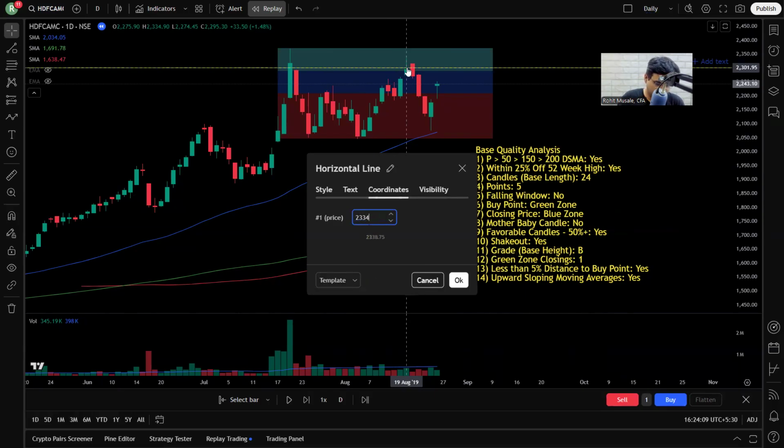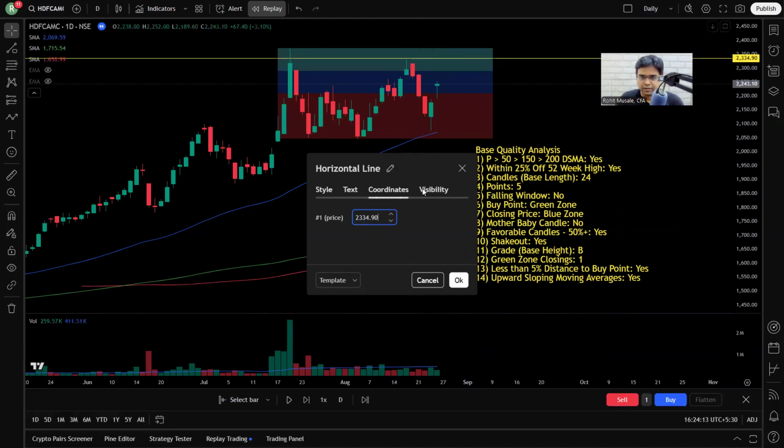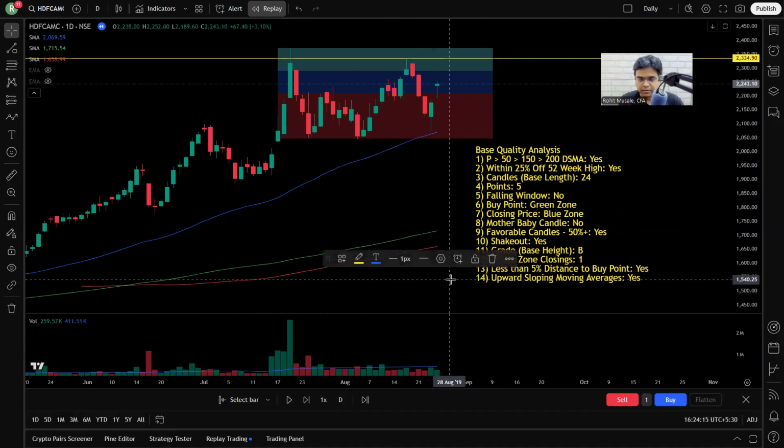So 2334.90. Now, the moment you draw that line, you immediately have to draw the remaining 4 lines. What are the remaining 4 lines? Well, one is the yellow line, which is 1% above this yellow line. That becomes our buying zone. Then one is the 8% stop loss. Then 2 more lines we have to draw. One is 20% above this yellow line. Another is 25% above this yellow line. So you get the selling range. You get the 8% stop loss. You get the buying range.